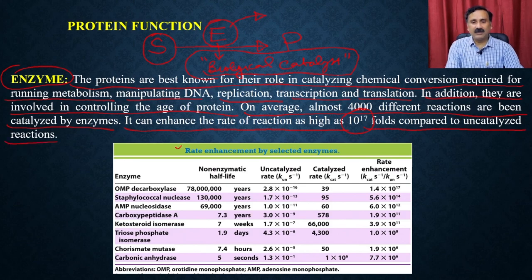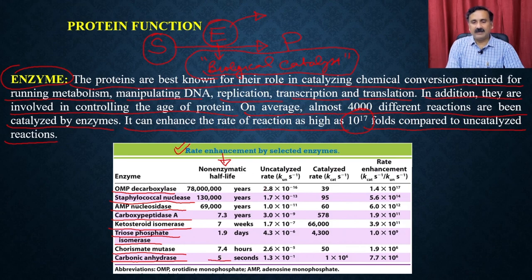So I have given you a table where we are showing the different types of enzymes and their different properties. The enzymes shown are OMP decarboxylase, staphylococcus nuclease, AMP nucleosidase, carboxypeptidase, ketosteroid isomerase, triosephosphate isomerase, chorismate mutase, and carbonic anhydrase. And what I am showing are the different properties, like the half-life. The half-life is very high in the case of OMP decarboxylase. Compared to that, it is very small in the case of carbonic anhydrase.